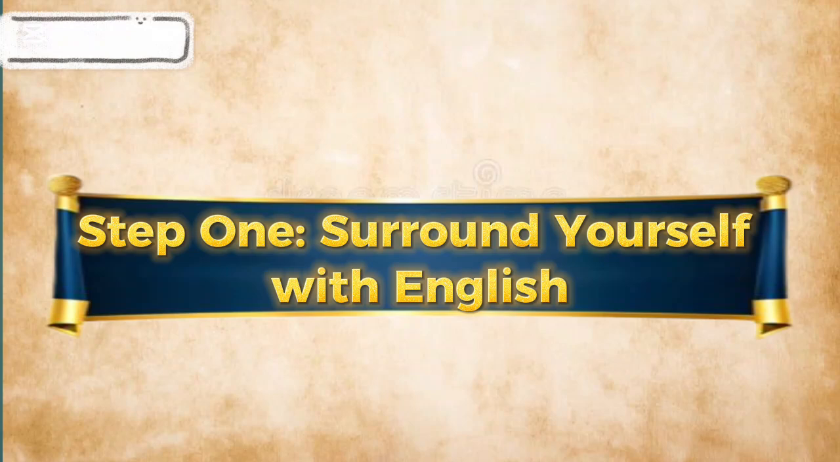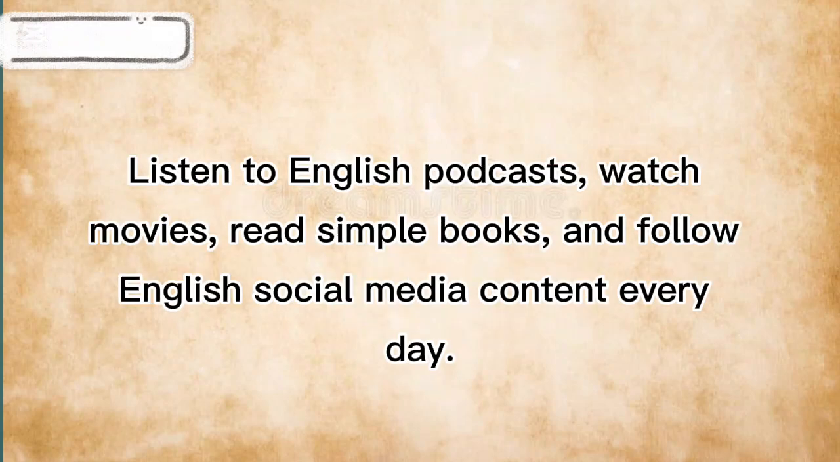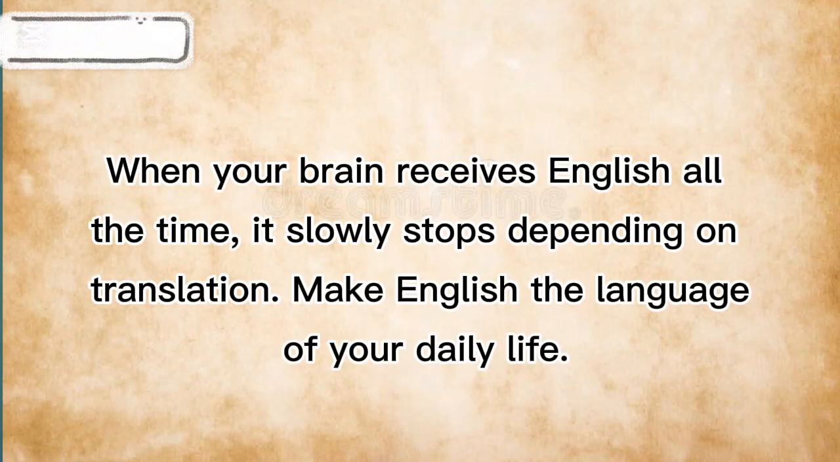Step 1. Surround yourself with English. If you want to think in English, you must create an English environment around you. Listen to English podcasts, watch movies, read simple books, and follow English social media content every day. When your brain receives English all the time, it slowly stops depending on translation. Make English the language of your daily life.